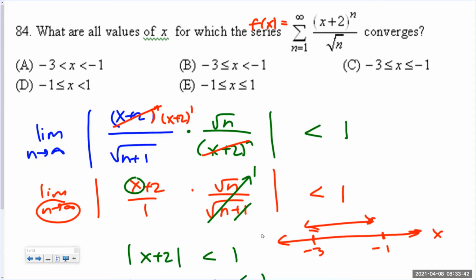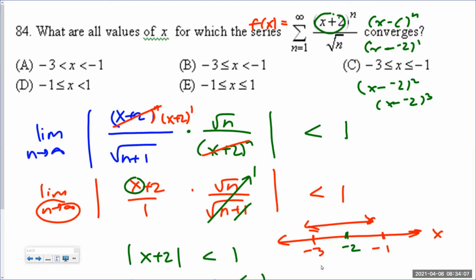Guys, actually, let me ask you a question. Do I know what the center is? What's the center? Do you see it's -2? Do you see how you can pull it out of here? Because this was x minus c raised to the n, right? It's x minus -2 to the 1, x minus -2 to the 2, x minus -2 to the 3. So the center is -2.